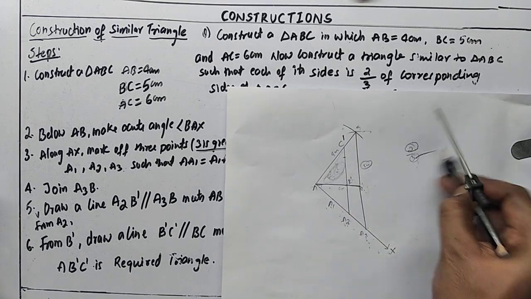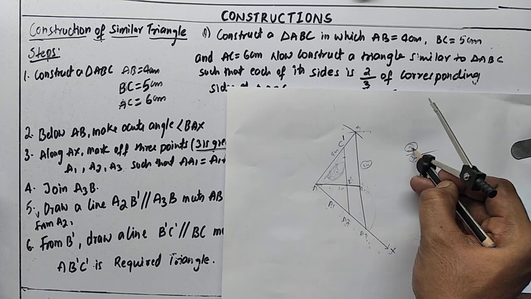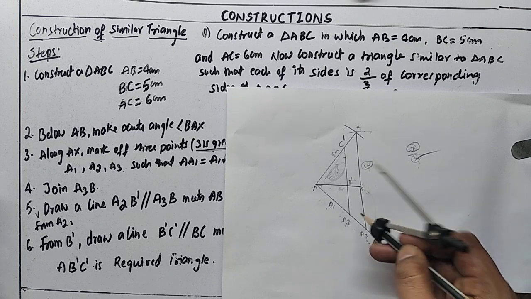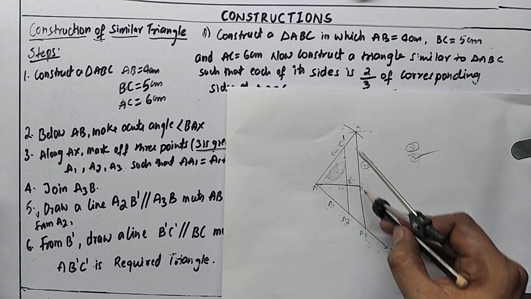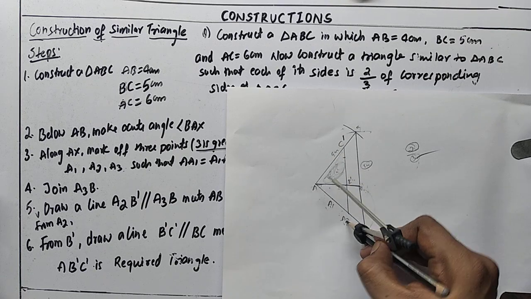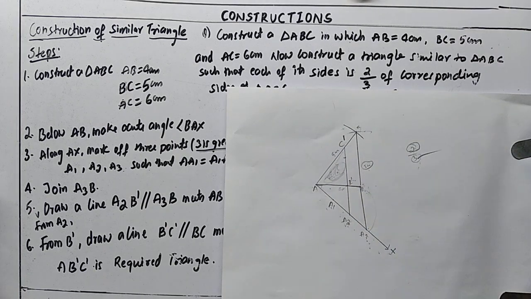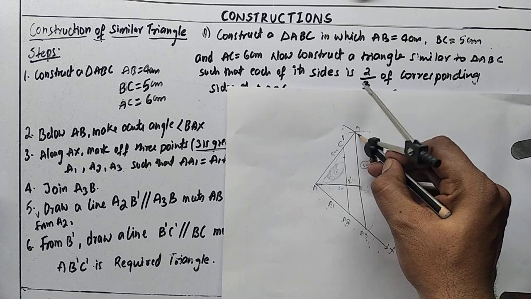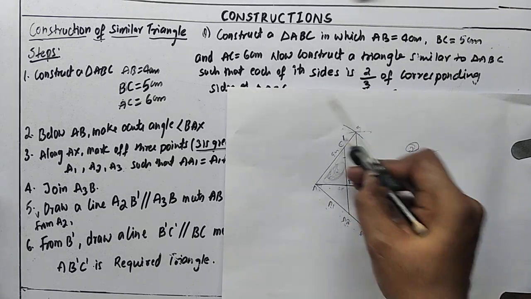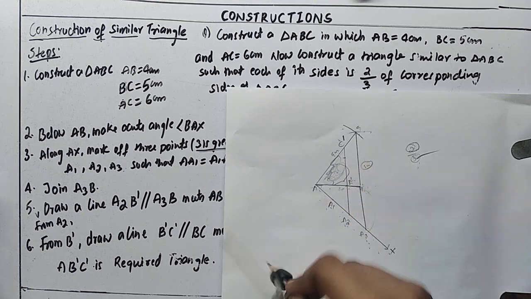So we have already joined the third point. Next, you have to draw a line parallel to BA3 from A2, so you'll get A2 B dash. Next you have to draw a line parallel to BC from B dash, so we'll get B dash C dash. So now A B dash C dash will be our required similar triangle.